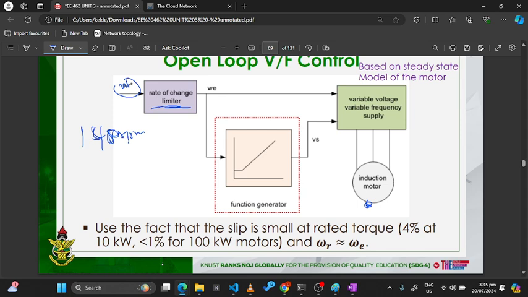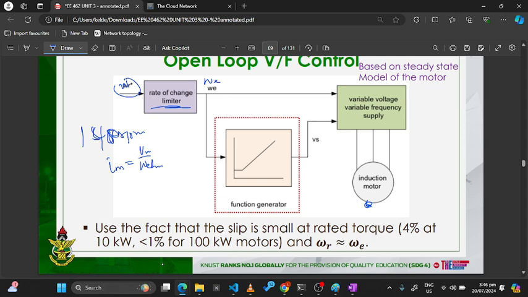A rate of change limiter. Then this rate of change limiter's output is going to be what? A certain omega E. Remember, we want to keep Im constant. Even though we want to increase speed, we want to keep what? Im constant. So Im is what? Vm divided by omega E Lm, right?